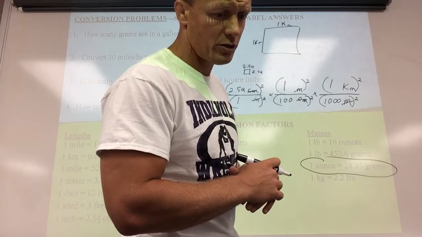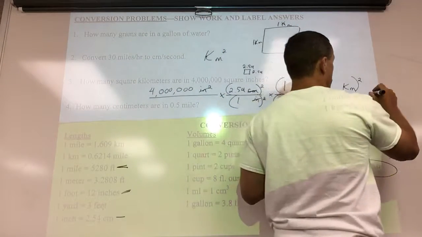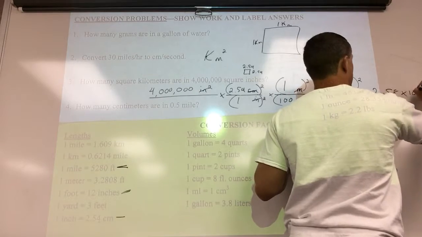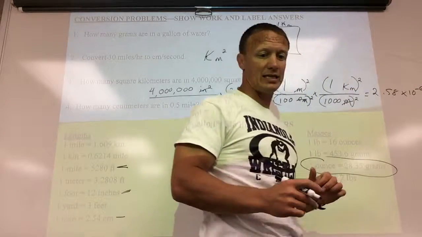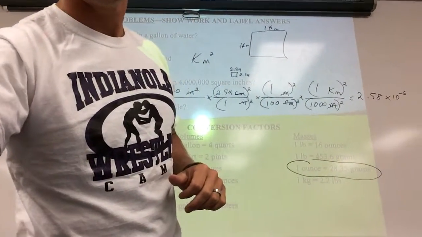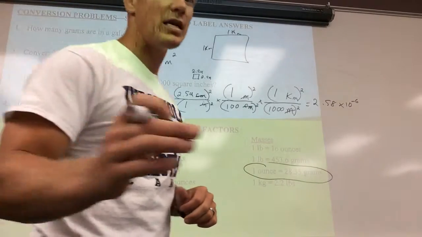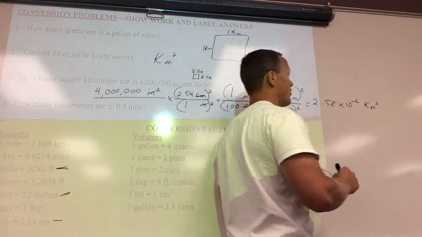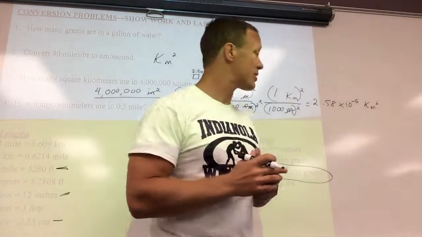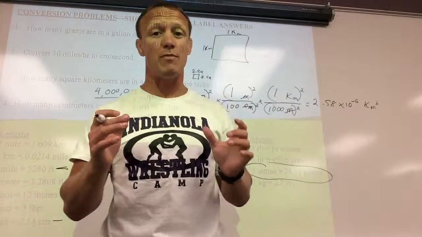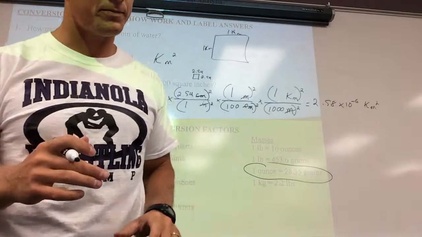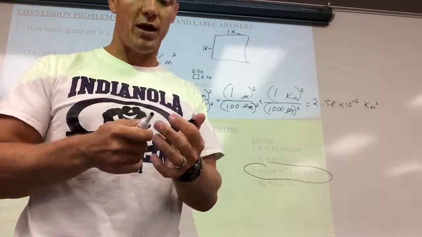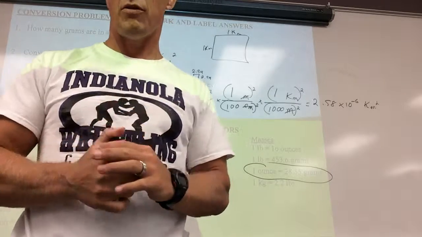When you do that, you get about 2.58 times 10 to the negative 6th kilometers squared. That's way less than 1 kilometer squared because 4 million square inches is actually not that big compared to a square kilometer. I'll put some more dimensional analysis problems on here at some other point in time, but there's some starting ones.